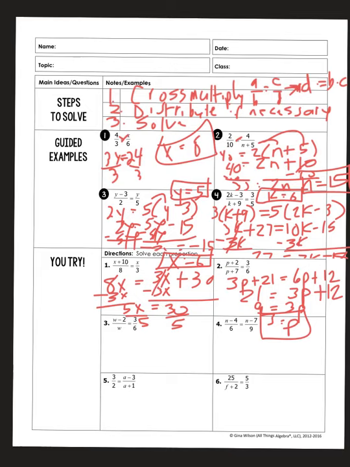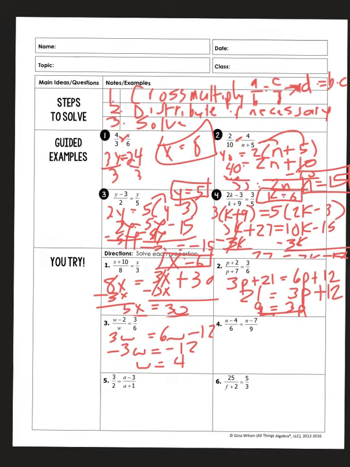All right, continuing on. Number 3, cross multiply. I'm going to do this without writing it out. 6 times w is 6w. 6 times negative 2 is negative 12. Subtract 6w from both sides. That's negative 3w equals negative 12. Divide by negative 3, and w equals 4. A negative and a negative make a positive.